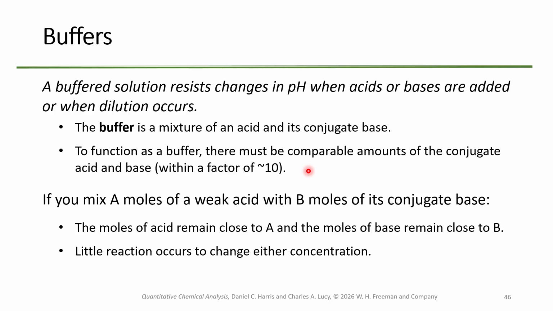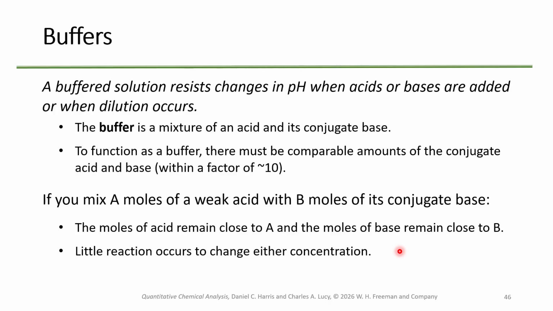So, to function as a buffer, you have to have comparable amounts of the conjugate acid and base, typically within a factor of 10. Once you go past about a factor of 100, your buffer system collapses, just because you have so little of the other species that there's not really any meaning to it anymore. If you mix A moles of a weak acid with B moles of its conjugate base, then the moles of the acid remain close to A, the moles of the base remain close to B.